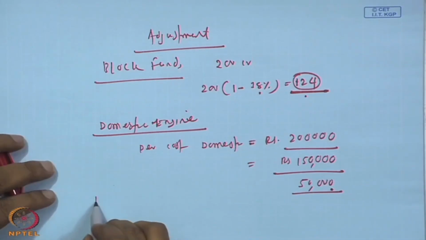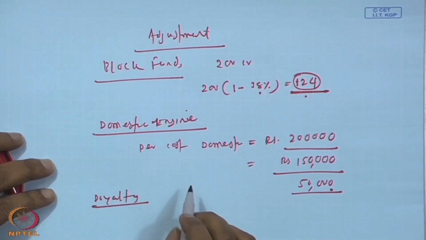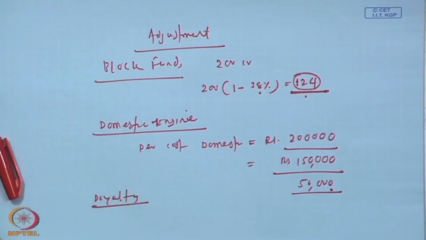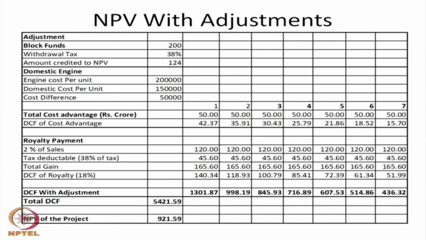Then royalty payment. He is getting a royalty payment of 2% of the sale. So, 2% of whatever the sales amount is, he is not supposed to pay 38% tax on it, so 2% of sales will be the benefit. If you do this, it will be a separate calculation.